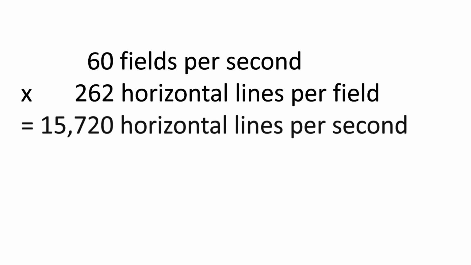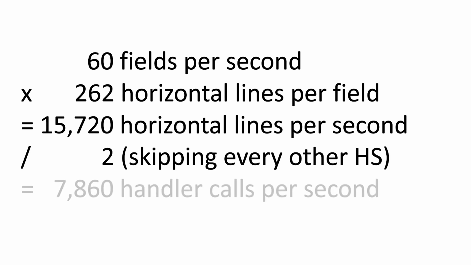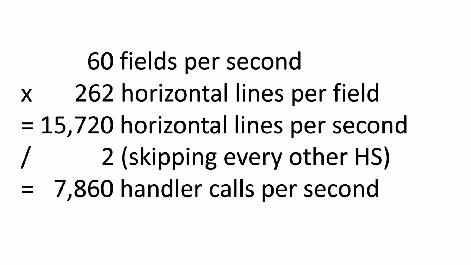We've got 60 fields per second, and for each of those fields, we've got 262 horizontal lines. So that's 15,720 horizontal lines per second. But we're skipping every other horizontal sync interrupt, so we'll divide that by 2, and that gives us 7,860 times per second our handler gets called. But is that frequent enough?